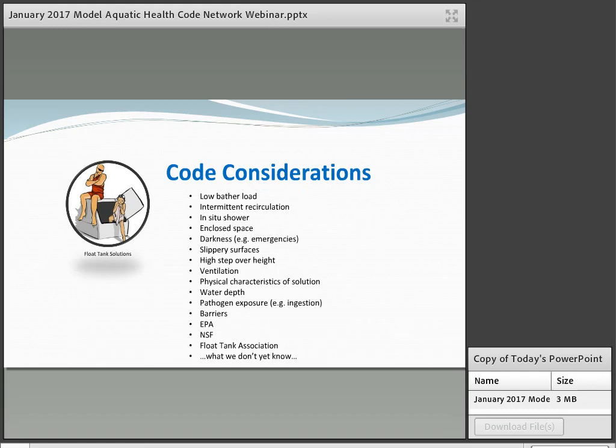Another code consideration is that these things are generally less than a foot deep. Unless it's a seizure or drug or alcohol related, if a person sits up, their bottom is going to hit the bottom, or they can put their hands down and push themselves up. So it's not a deep solution. Again, pathogen exposure. You get this stuff in your mouth and you know it. It's not something you're going to want to do twice.